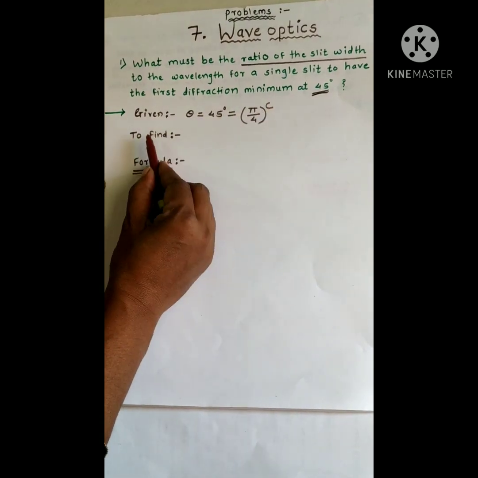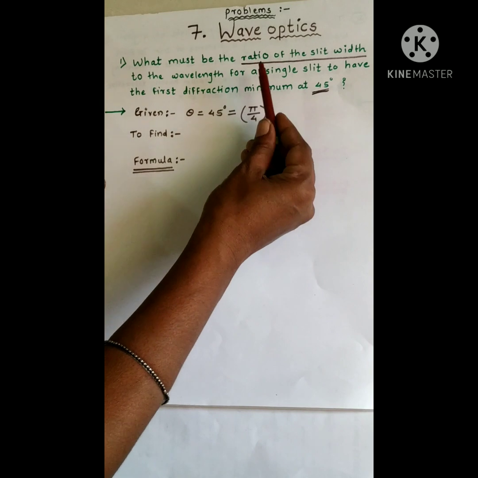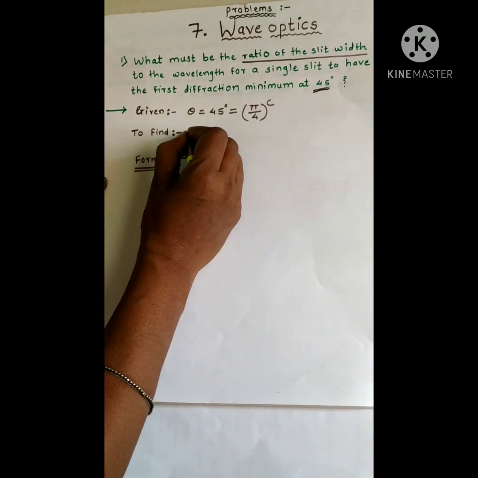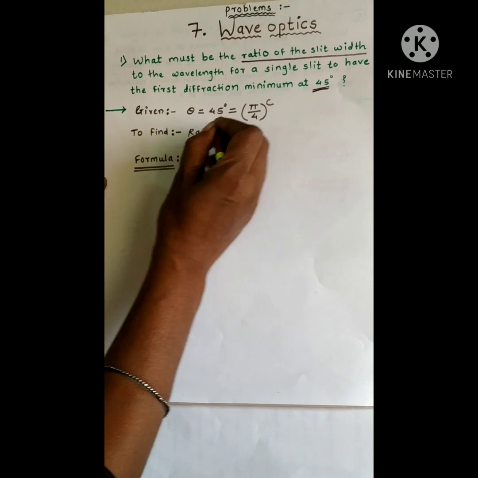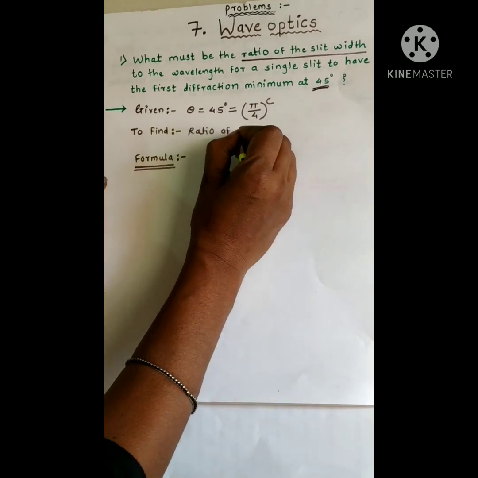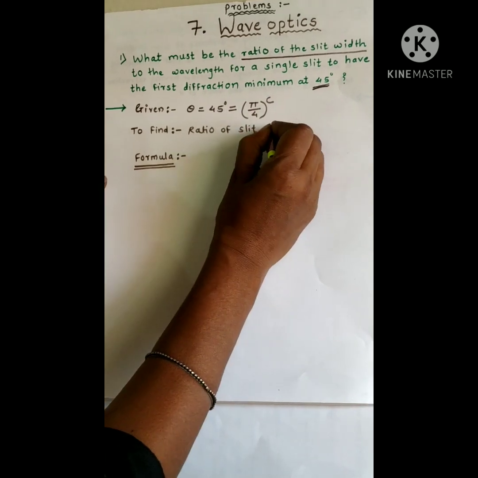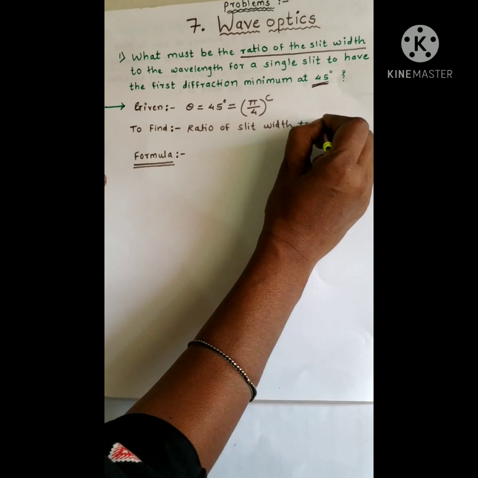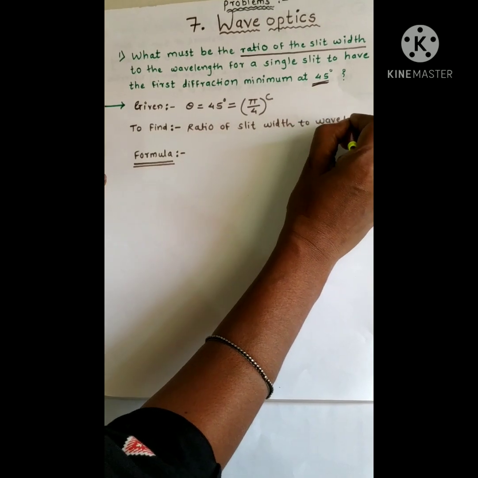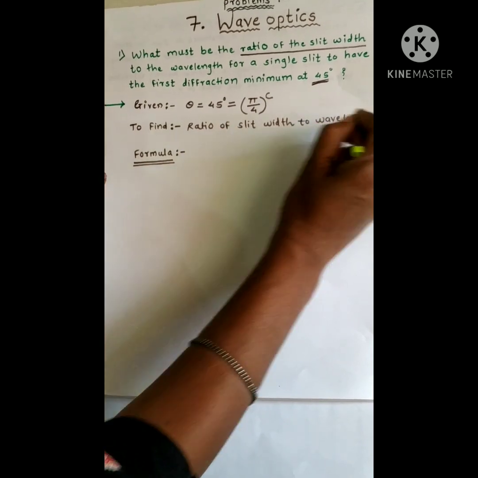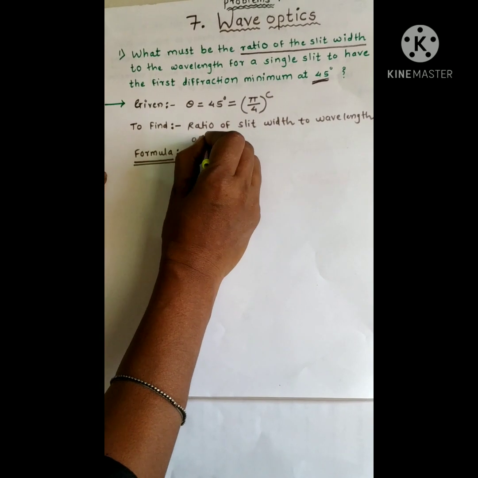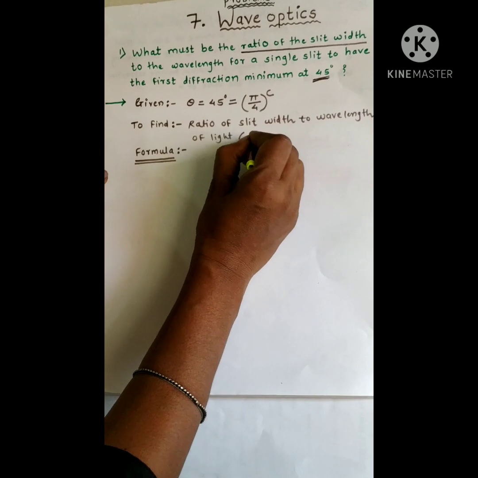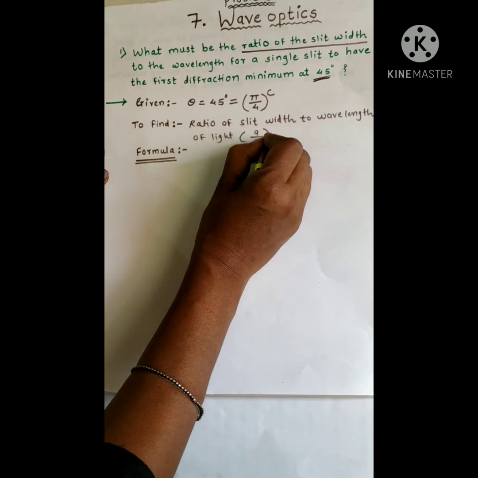And what should we find here? We have to find the ratio of the slit width to wavelength of light. That means A upon lambda we have to find out.